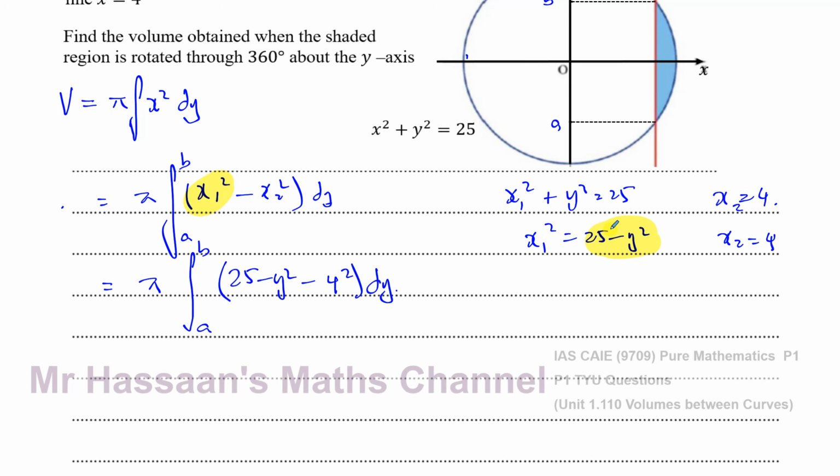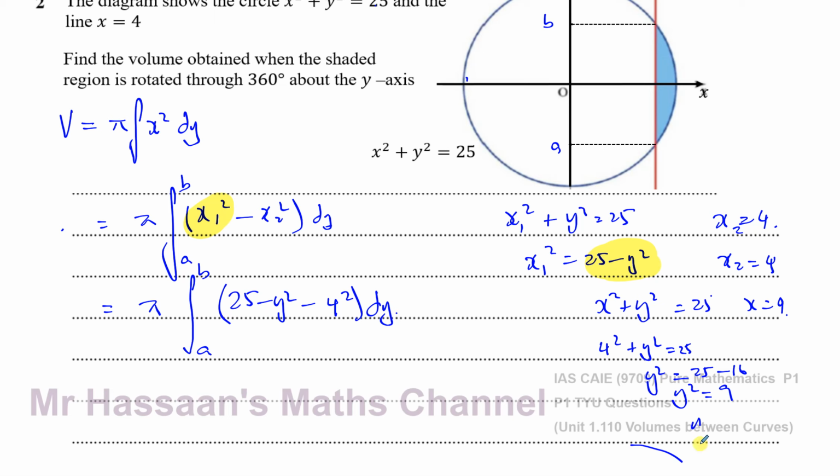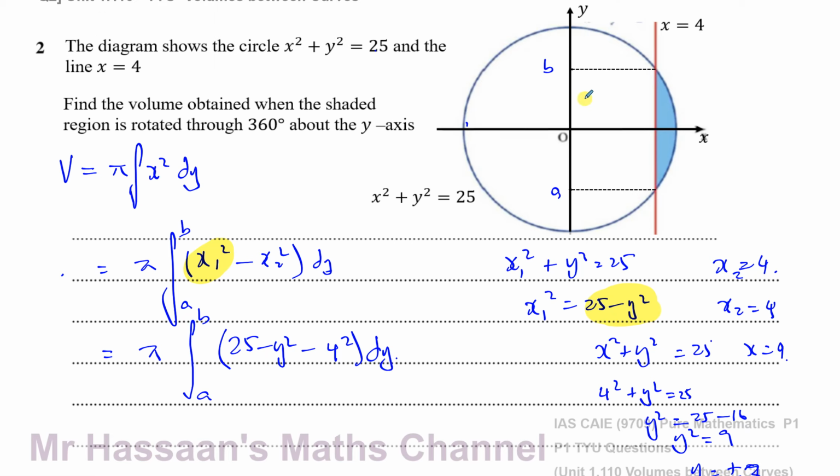Okay, so how do we find those limits? Well, it's where these two intersect. How do you find where they intersect? You have x squared plus y squared equals 25 and x equals 4. We can use substitution, replace the x with 4. You have 4 squared plus y squared equals 25. So y squared is equal to 25 minus 16. So y squared equals 9, which means y is equal to plus or minus 3. The square root of 9 is 3. So this is going to be plus 3, of course, and this is going to be negative 3.